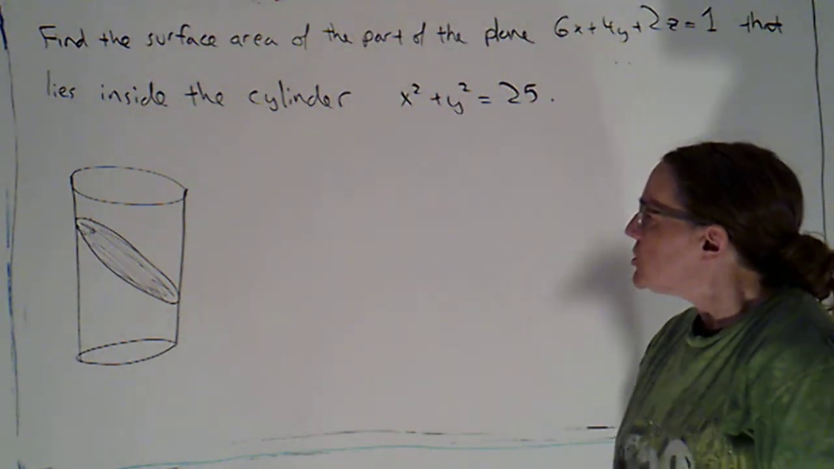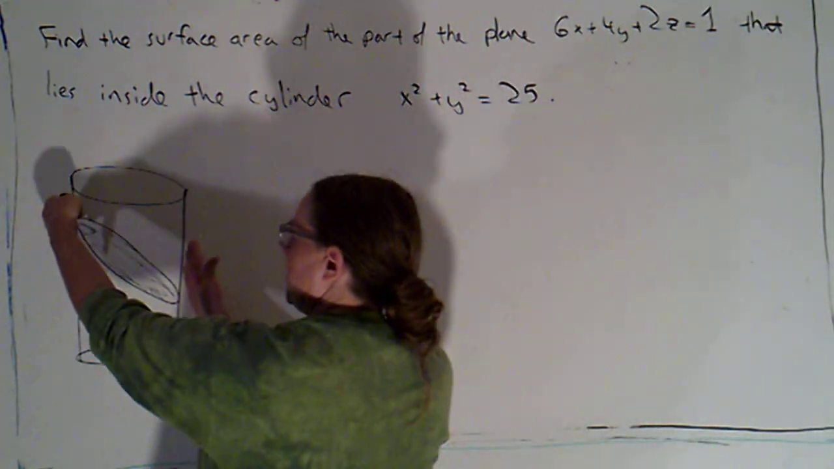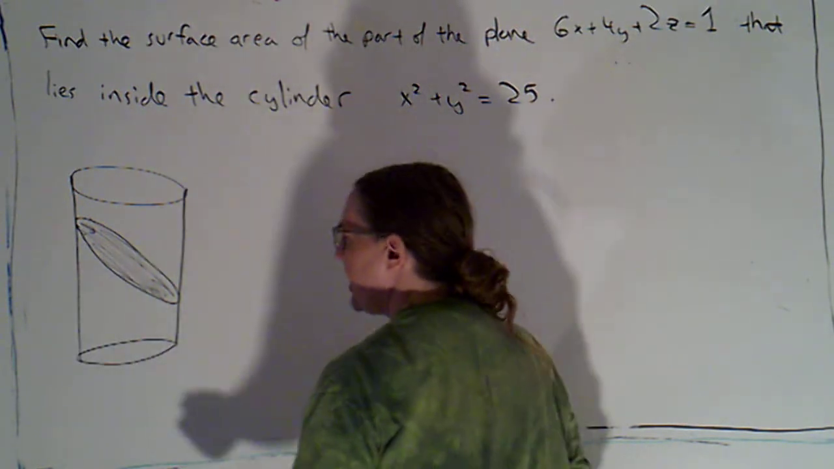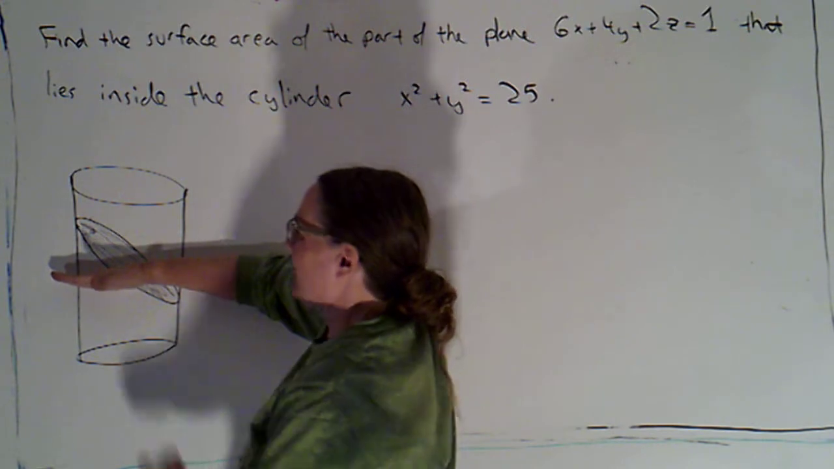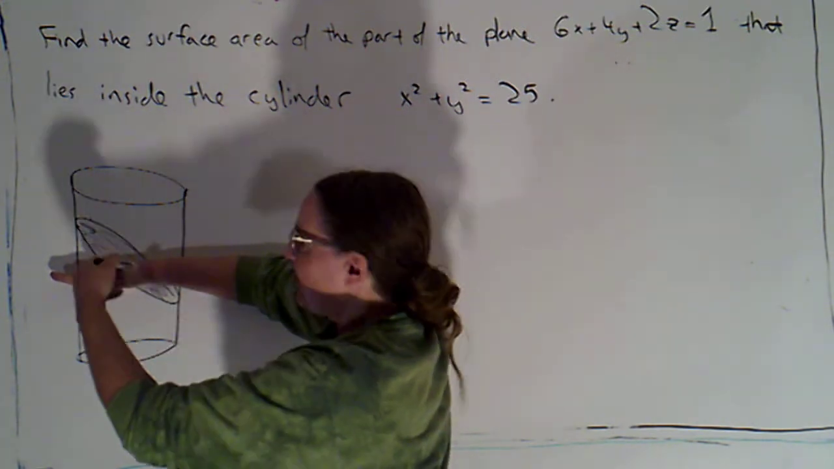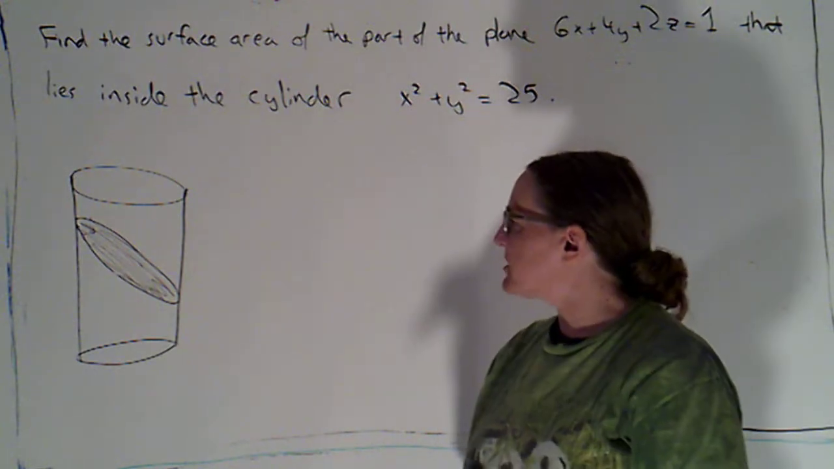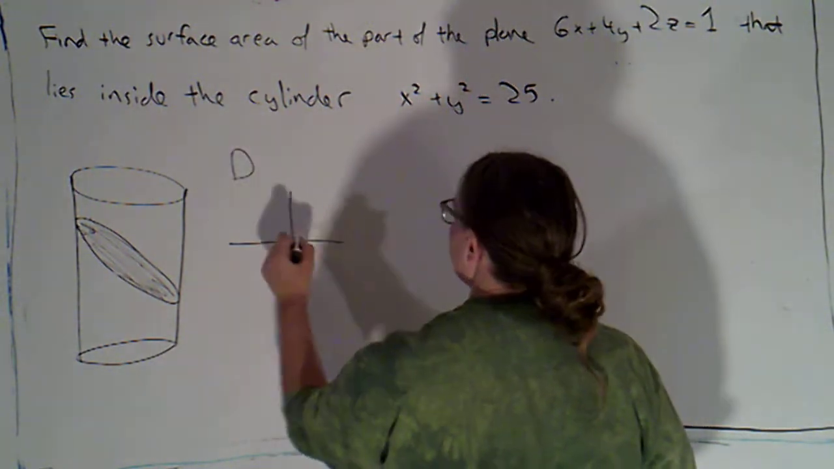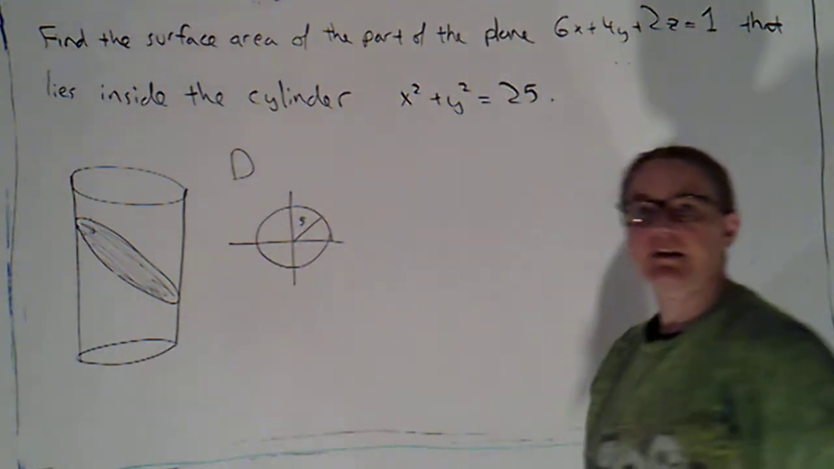Okay. So if I'm looking at that, basically, if I were to project that down onto the xy plane, some of this plane lies above it and some of it below it. But if I project down or up onto the xy plane, I can see that my region D in the xy plane is just going to be this disk of radius 5.